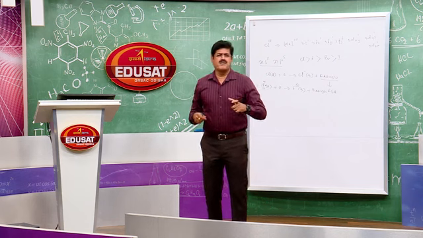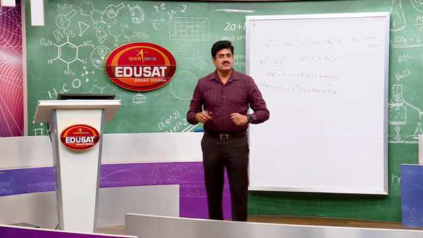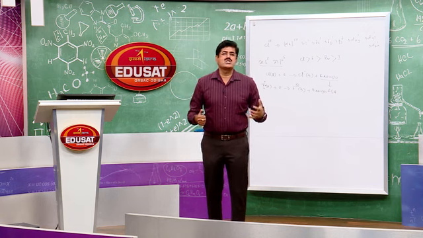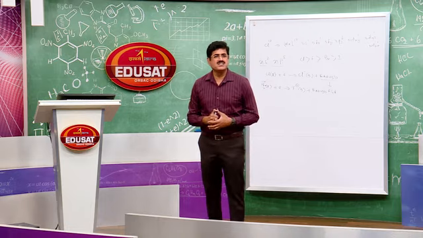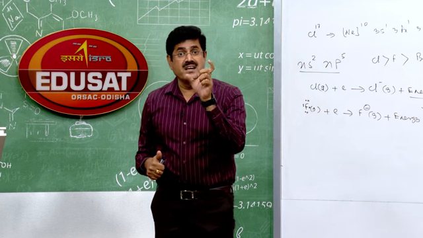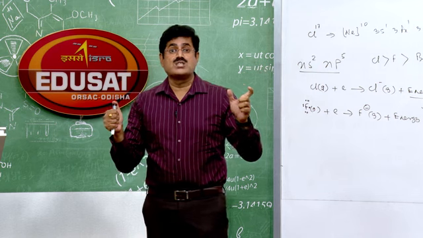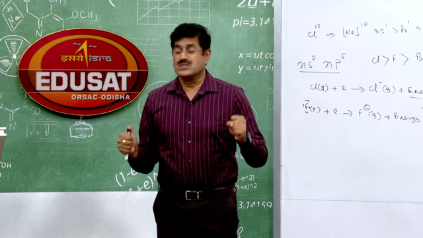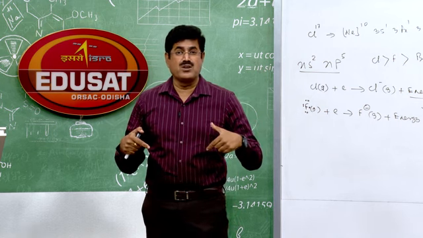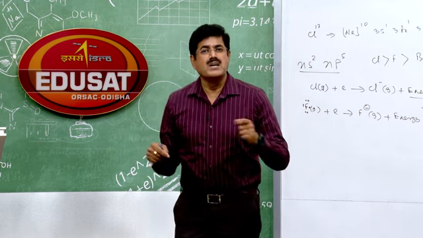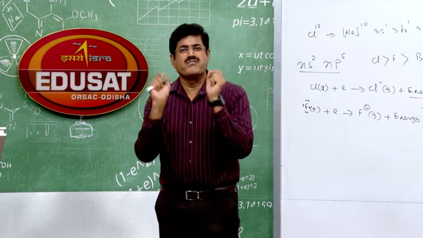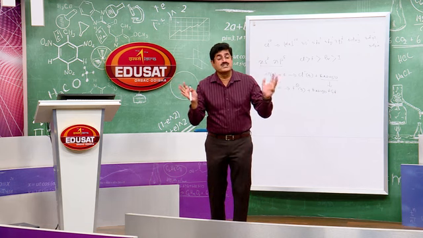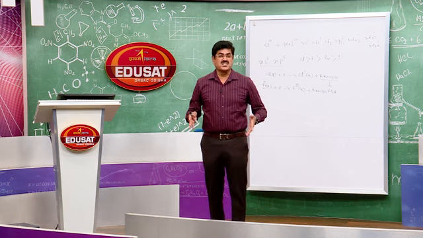After a hard labor of 75 years, finally the scientist Moissan was able to isolate fluorine in the year 1886, by electrolysis of anhydrous hydrogen fluoride in the presence of potassium hydrogen fluoride. So fluorine was isolated after a hard labor of 75 years by different scientists.